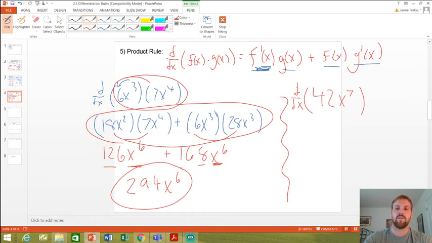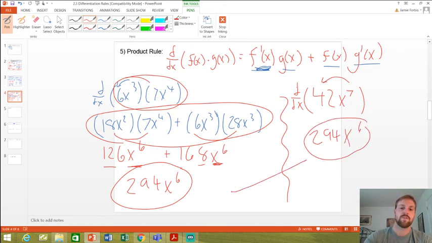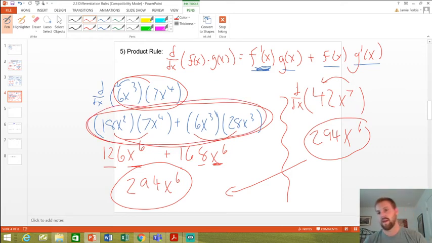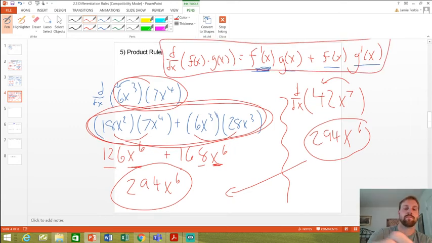And if I take the derivative of that doing the power rule, 7 times 42 is 294, and then 1 less power is 6. So they're the same answer, but that's not always going to be the case. I'm not always going to be able to combine them together at the beginning, and then product rule is going to have to be a must. So we got to know that. Commit this to memory.